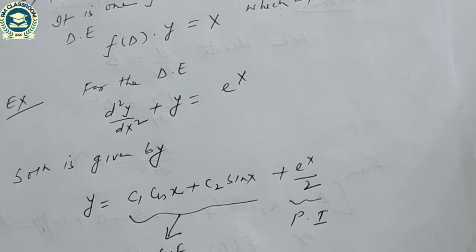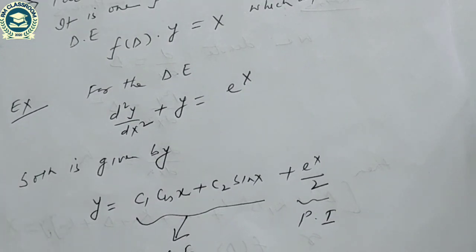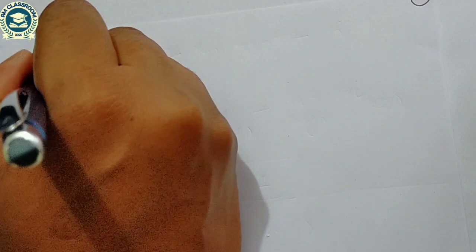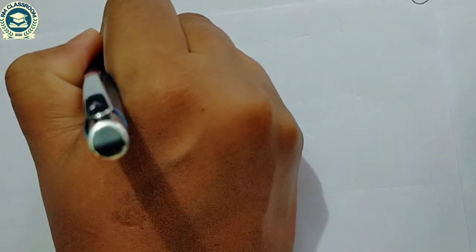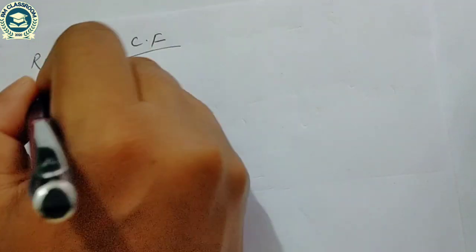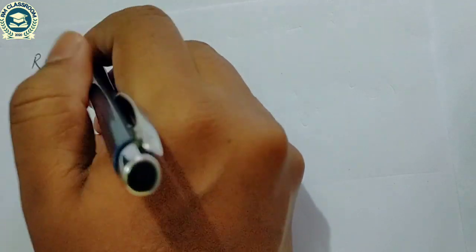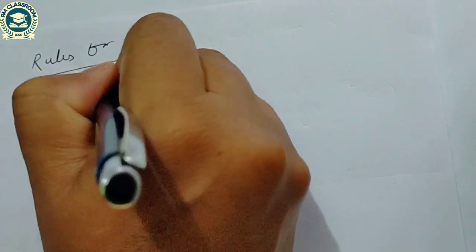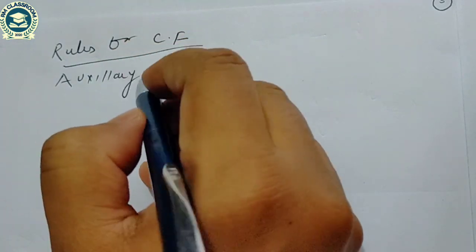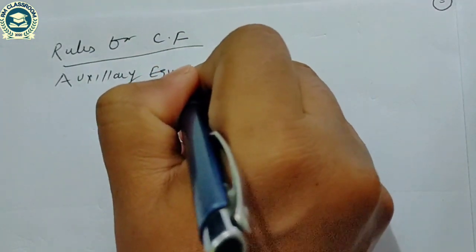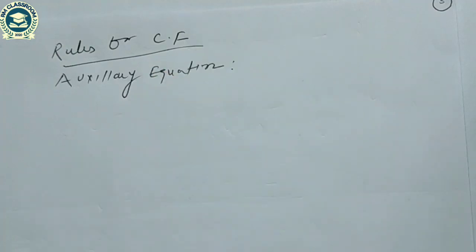There is a certain rule for the complementary function and there is a certain rule to compute the particular integral. So the rules for the complementary function: we have to write the auxiliary equation. And what is the auxiliary equation?